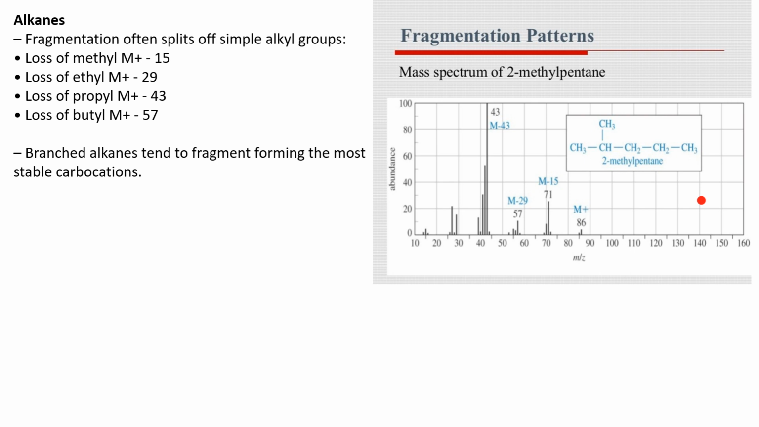Now let's study some fragmentation patterns for some molecules. For alkanes, how does the fragmentation pattern depend? When fragmentation takes place there is loss of methyl group, so stepwise fragmentation takes place. Methyl group can be lost, its value is 15, ethyl group can be lost, then propyl group. So if you have a long chain of carbon atoms, this is how the loss is done. And when you have branched alkanes, the fragmentation takes place in such a way that you get the most stable carbocation. This is how fragmentation takes place for alkanes.